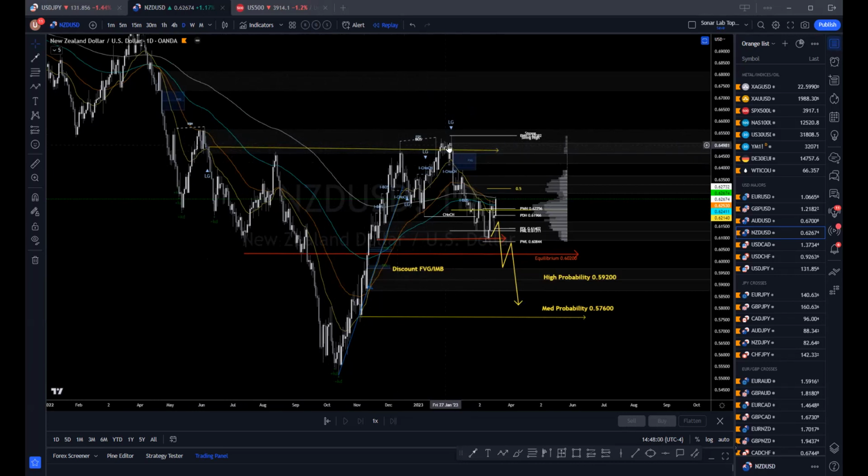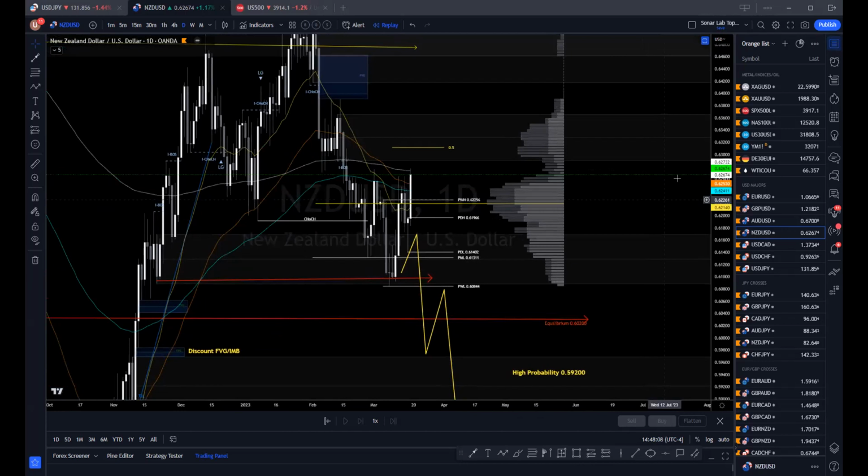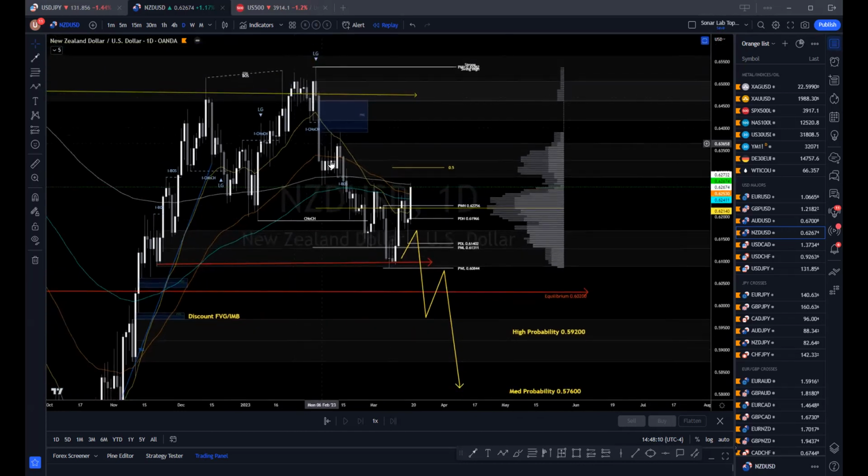December, we have not been able to break this 0.65 level on NZD dollar, and then we came all the way back down. Okay, now we came back down obviously because we've been having some dollar currency increase, right? And then we had this little scare with the dollar being weak. Boom, came back up here.